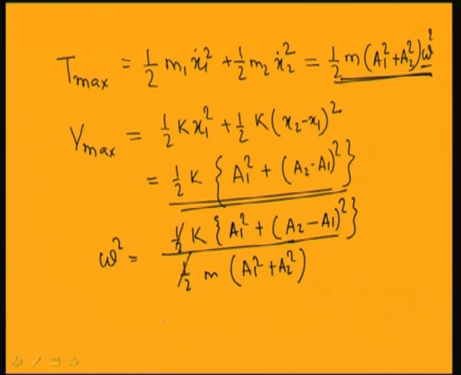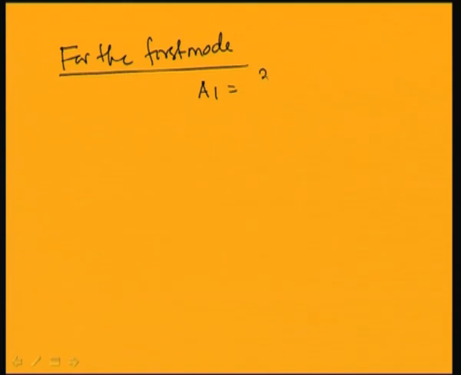So this half cancels, so this becomes a1 square plus a2 square; I can delete this half. So this becomes omega square equal to k by m into a1 square plus (a2 minus a1) square by a1 square plus a2 square. Now let us substitute for the first mode. For the first mode, a1 equals 2 mg by k and a2 equals 3 mg by k.